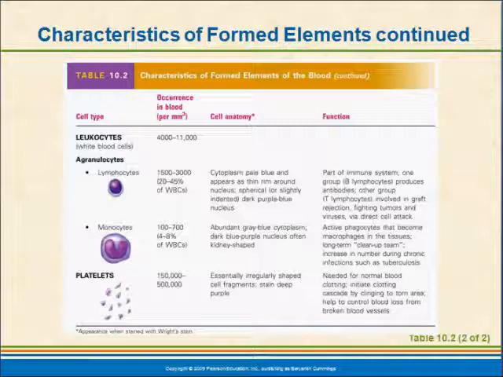We also have platelets, which are needed for normal blood clotting. They initiate what is known as the clotting cascade, and we will go through that process a little bit later on.